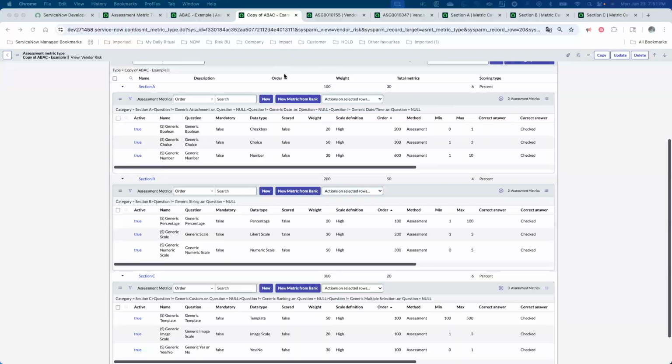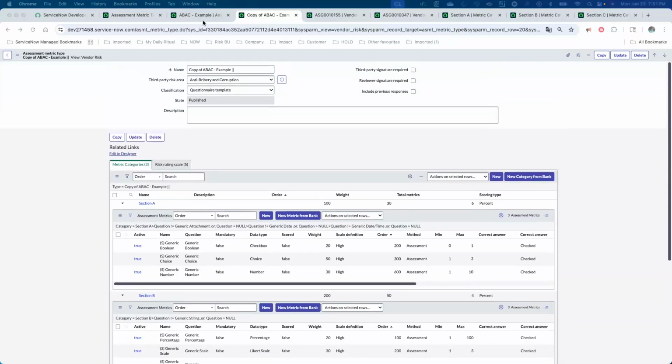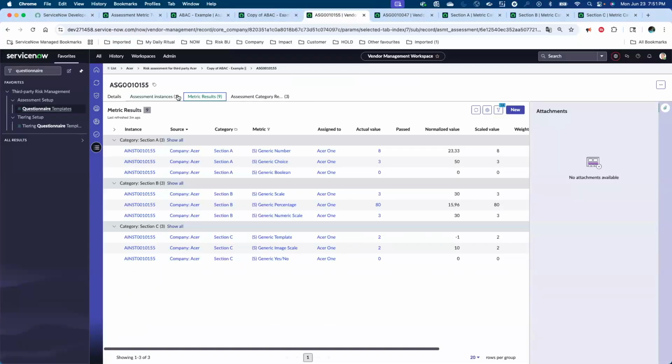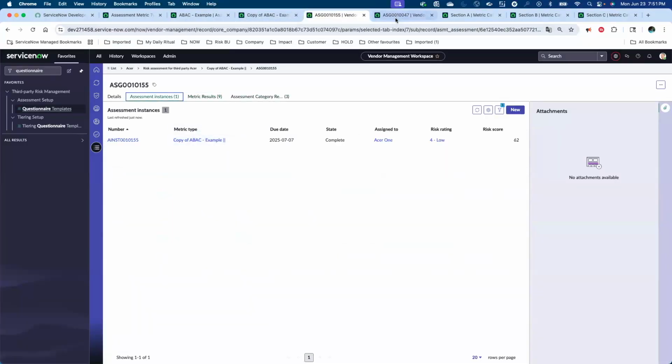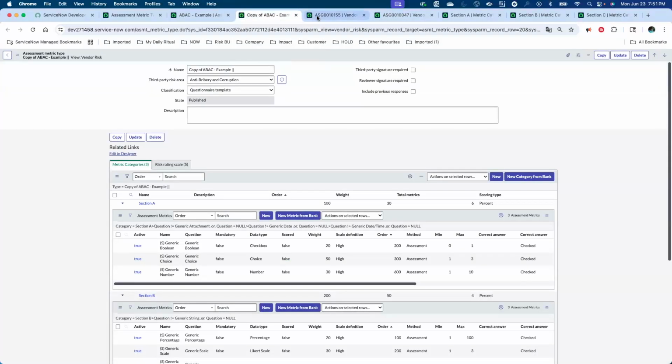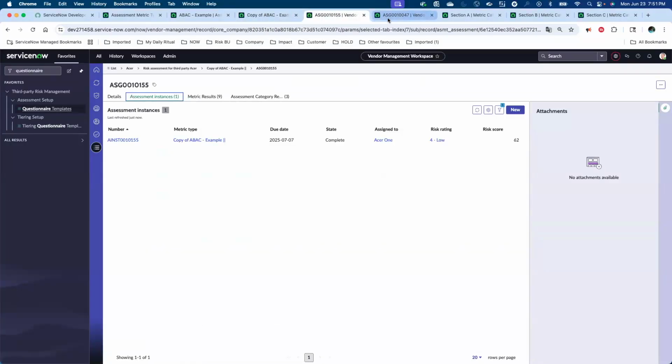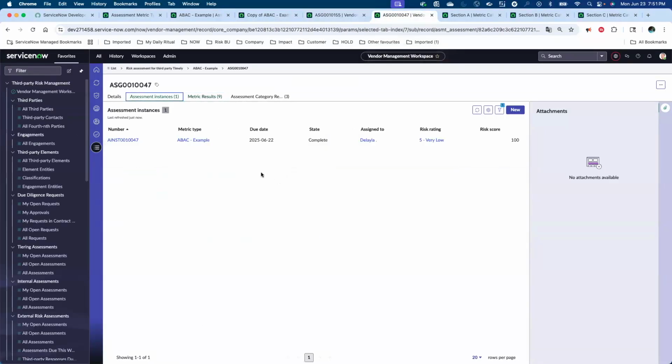Let's take a quick tour of this. So with this example, I have created an assessment. I believe the example is this one. All right. So with this example, I've created an assessment. So let's investigate that first.